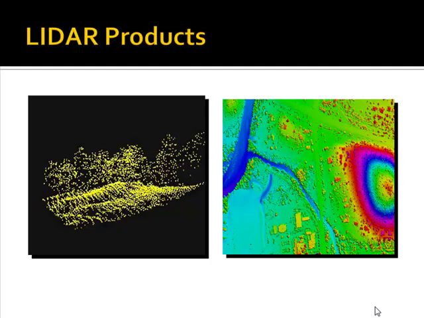Example of some LIDAR products. What you see on the left there is what's returned by the LIDAR sensor. It's known as a point cloud. Each one of those points is a reflected signal from a feature. Over on the right here is an end product resulting from LIDAR, in this case a very, very detailed digital elevation model. In some cases, LIDAR data allows us to make digital elevation models with centimeter resolution.